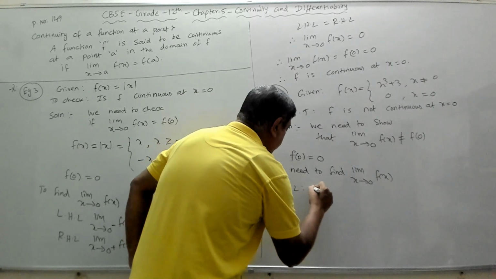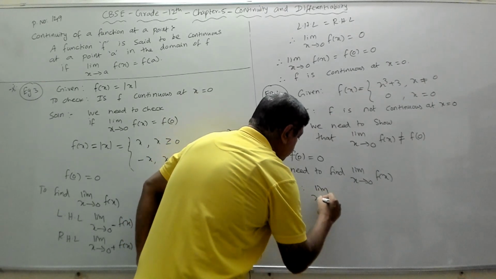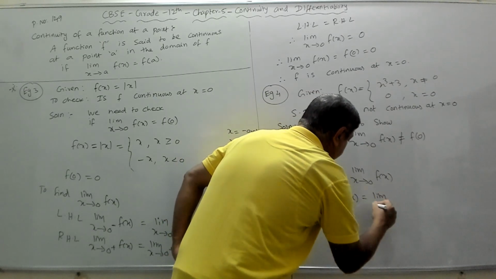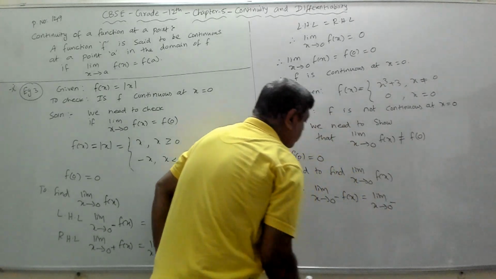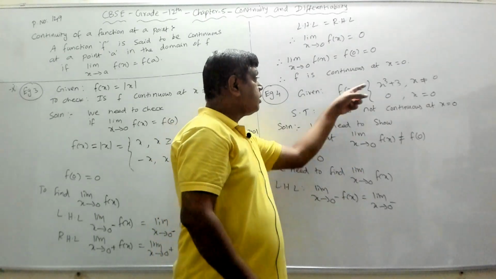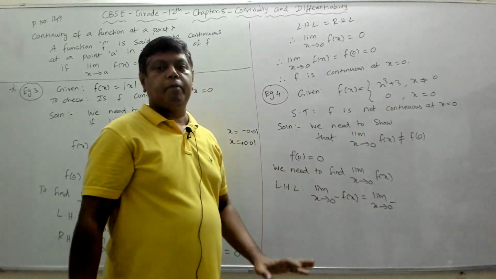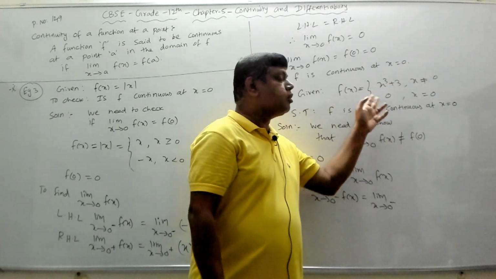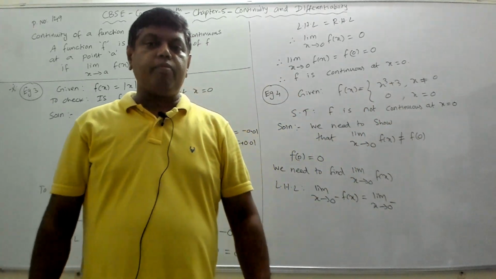Left hand limit is what? Left hand limit is limit x goes to 0 minus f of x. That is equal to limit x goes to 0 minus. Now we should decide f of x. We have to use either this function or this function. Whether we have to put f of x as x cube plus 3 or we should put f of x equal to 0, that we need to check.